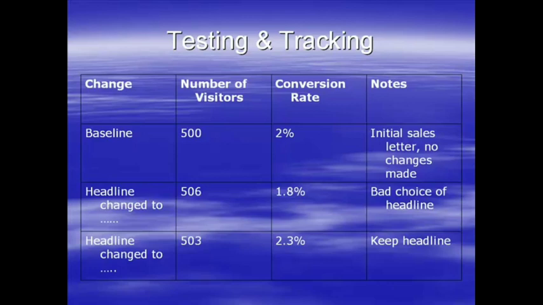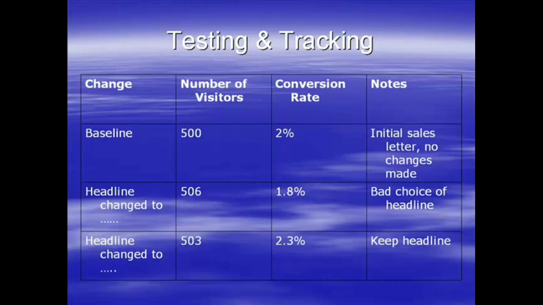Okay. So what we do is we make a change. We change the headline, and I would actually note down what I changed the headline to, so I can keep track of the changes that I've made, so that I'm not repeating myself. I've then let 506 visitors. I was busy, didn't get to it in time for 500, but my conversion rate's dropped. It's gone down to 1.8%. That's not so good. So obviously it's a bad choice of headline. There's something about it they don't like. So I'm going to change the headline again. I've changed it to something else. I've driven 503 visitors to it. My conversion rate's increased. It's 2.3% now. So I'm going to keep that headline.